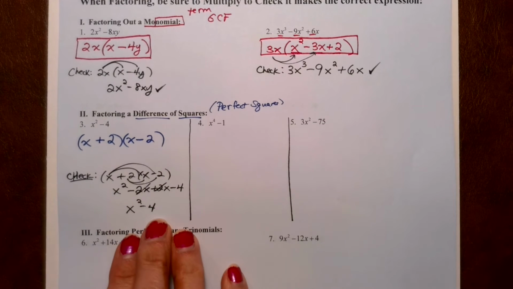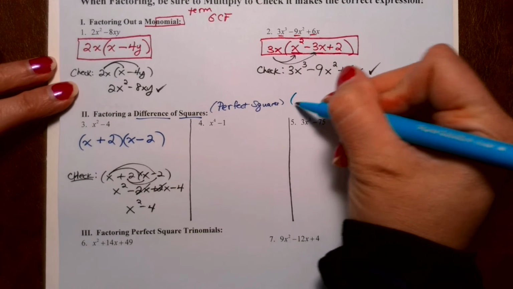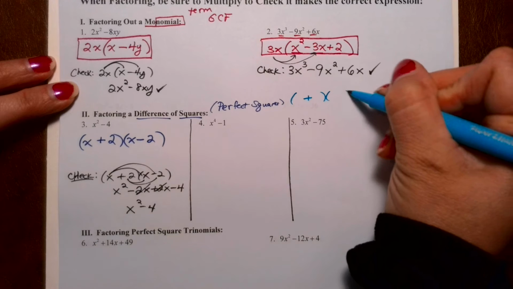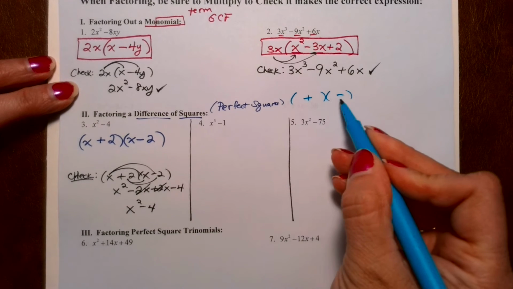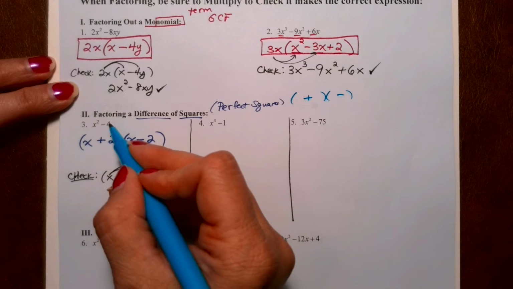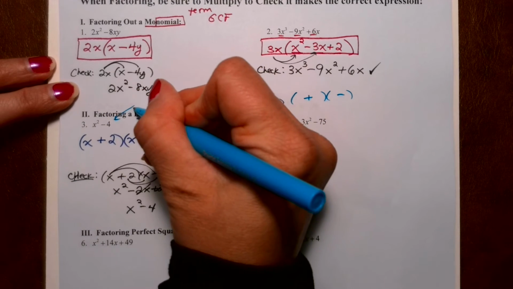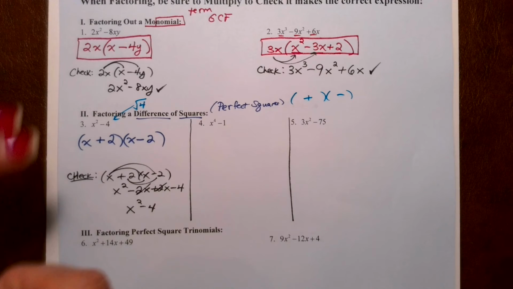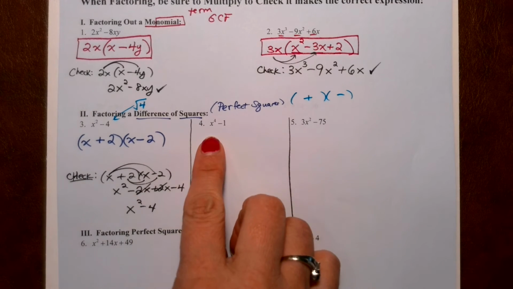All right, so when you're doing a difference of squares, you have to make sure that one of them gets a plus sign and the other gets a minus sign, and then these have to be identical. And what do you do to that? You square root it. Square root the 4.